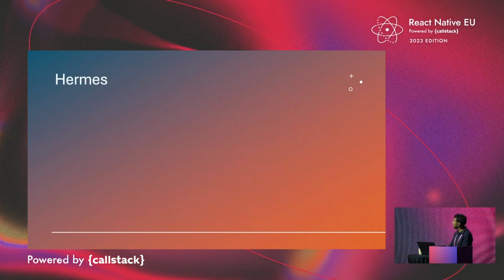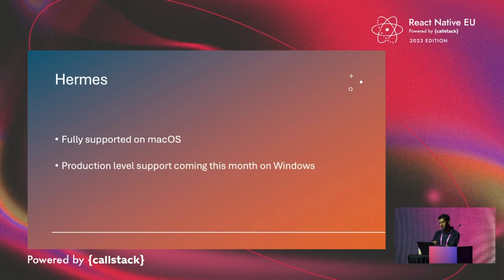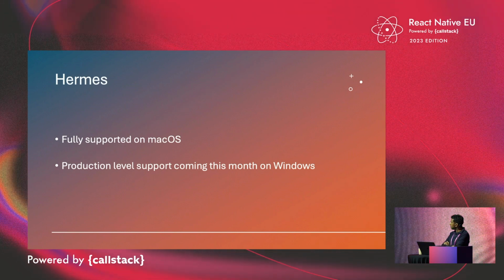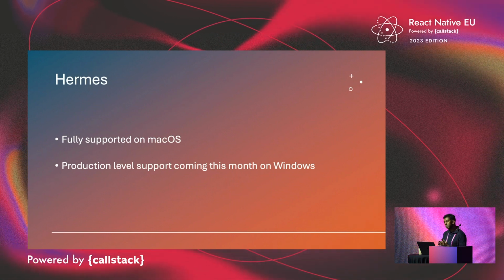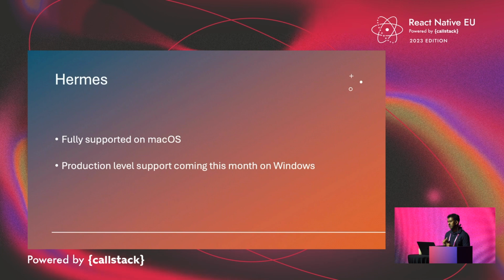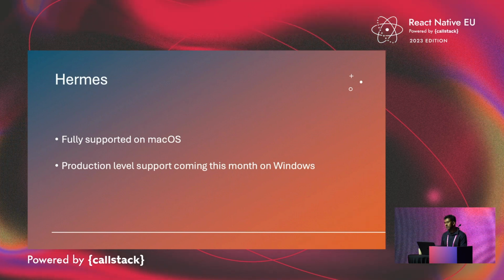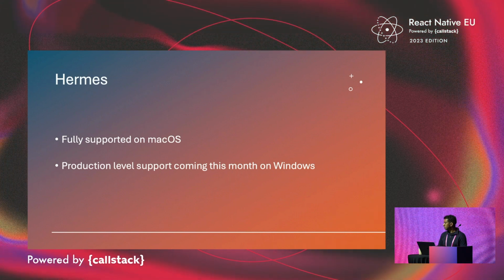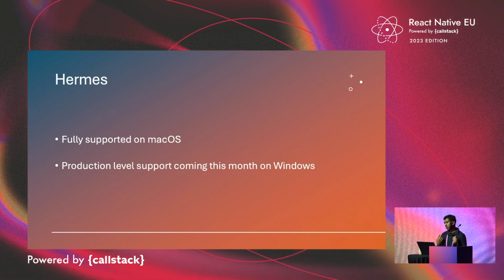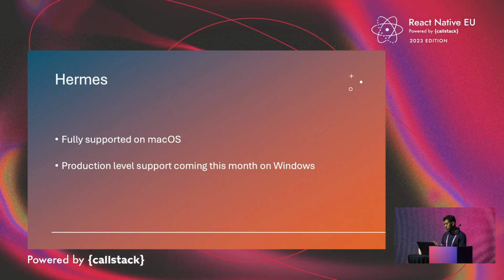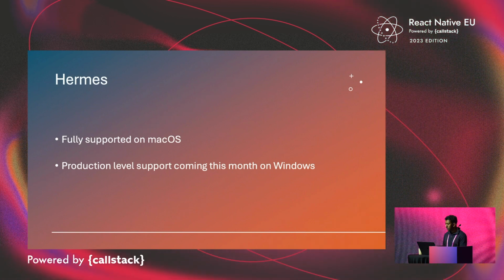Another big investment for us has been around Hermes. Obviously, you all are familiar with Hermes and all the benefits that it brings. It's fully supported on macOS. We've had it in an experimental fashion in Windows for some time now. We're just about ready to have it be production level. Probably it'll just take a few days for us to push the last changes so that you can use Hermes in your production applications, even on Windows. We have some experiences ourselves where we've already started doing that, but we're going to make it official pretty soon. So this is another pretty exciting investment from our side.